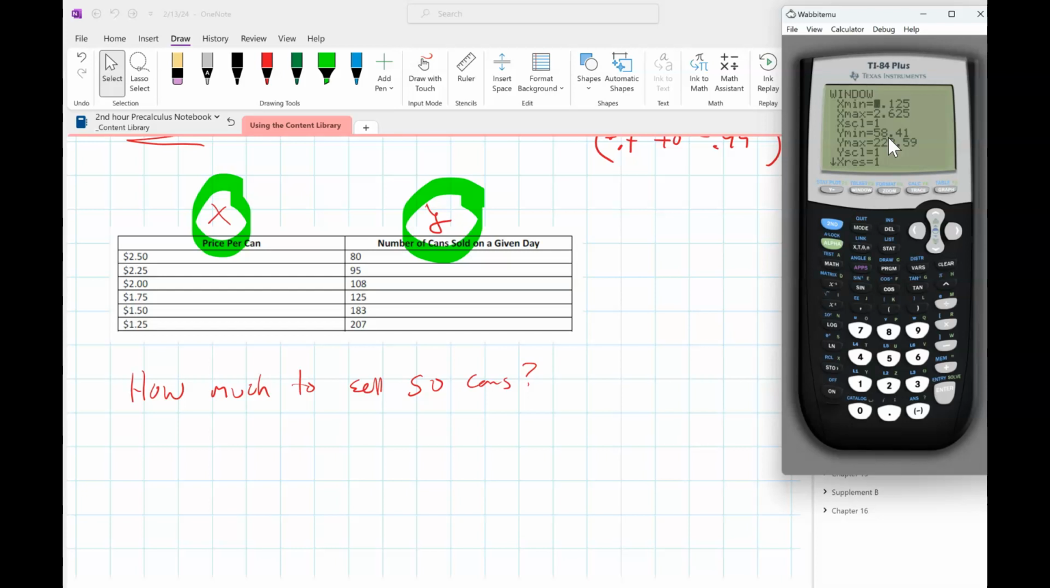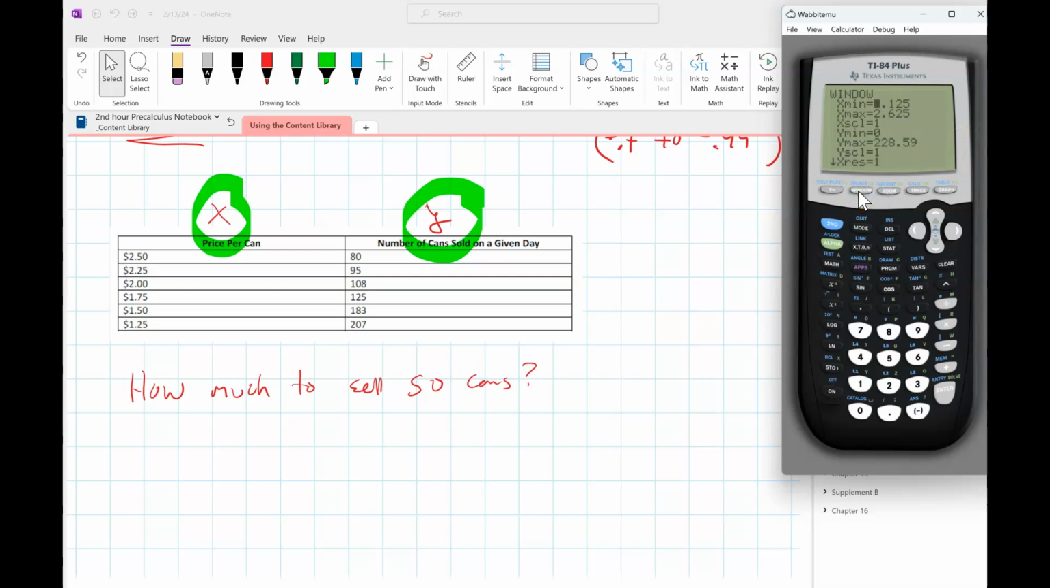I need to change that y min to be something less than 50. How about we just make it 0? Let's hit graph now and see if that does it. Everybody see we can see the line now? Are we sure we have the intersection? Looks close, but I'm not positive. Are you positive? So I'm going to move the screen over a little bit to the right so I can see that intersection clearly.